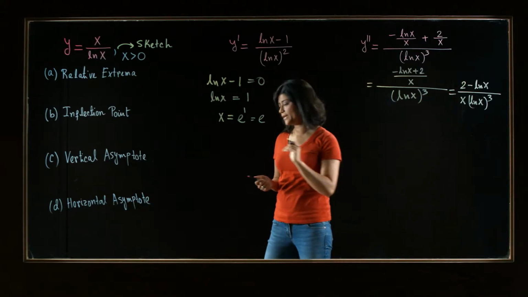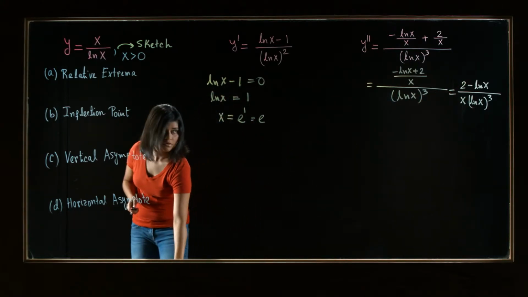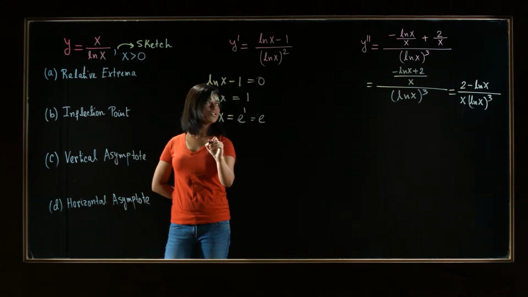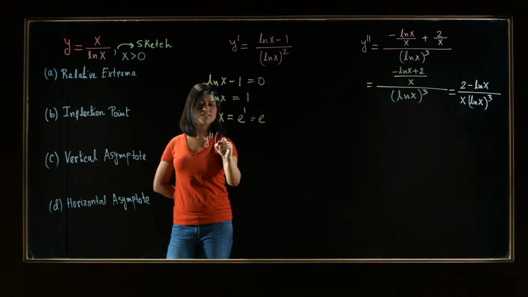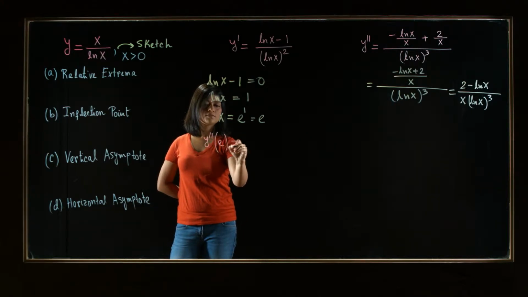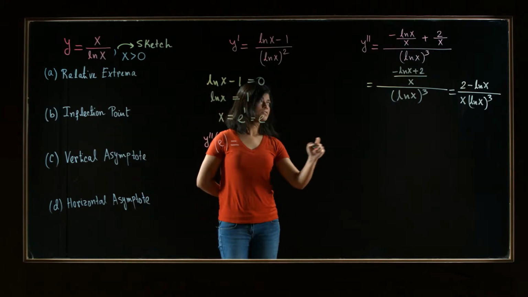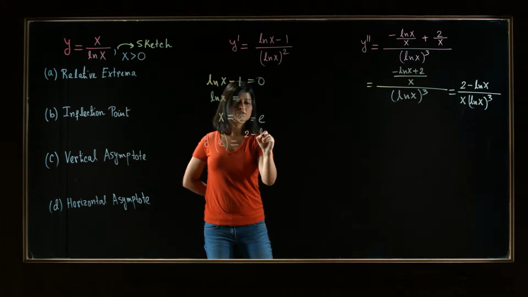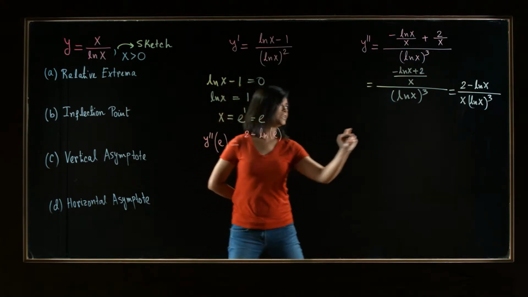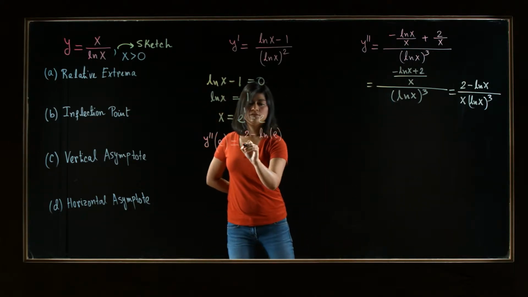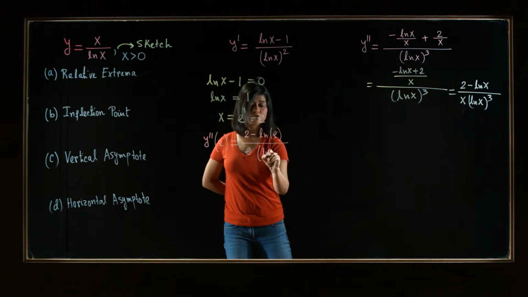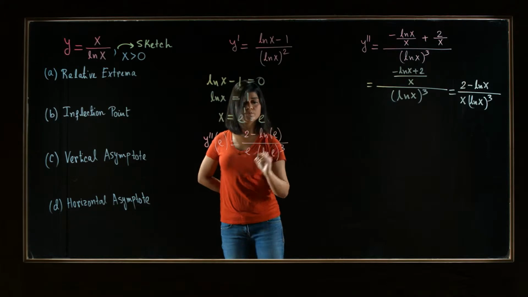So we're going to use that right here and see if we can figure out what happens to the second derivative at x equals e. Okay, so use the expression. It will be 2 minus natural log of e, plugging in e wherever there is x, divided by e times natural log of e cubed.